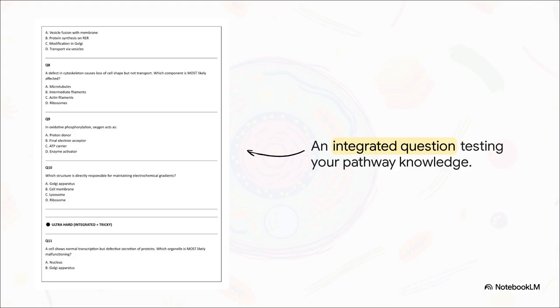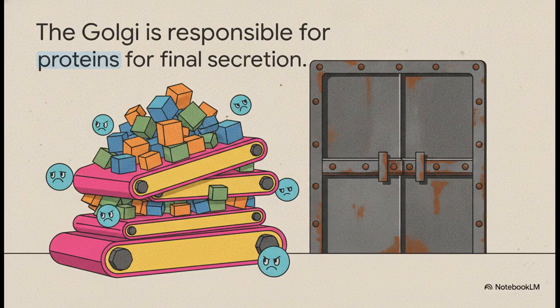Well, if transcription is totally normal, the nucleus is fine. So we need to look at the step right before secretion. The answer here is the Golgi apparatus. Think about it. If the manager at the nucleus is printing out the blueprints just fine, but the final product never actually ships out the doors, the breakdown has to be happening in the packaging and sorting department. The Golgi modifies and packages those proteins into vesicles for secretion. If it fails, the whole assembly line just backs up.